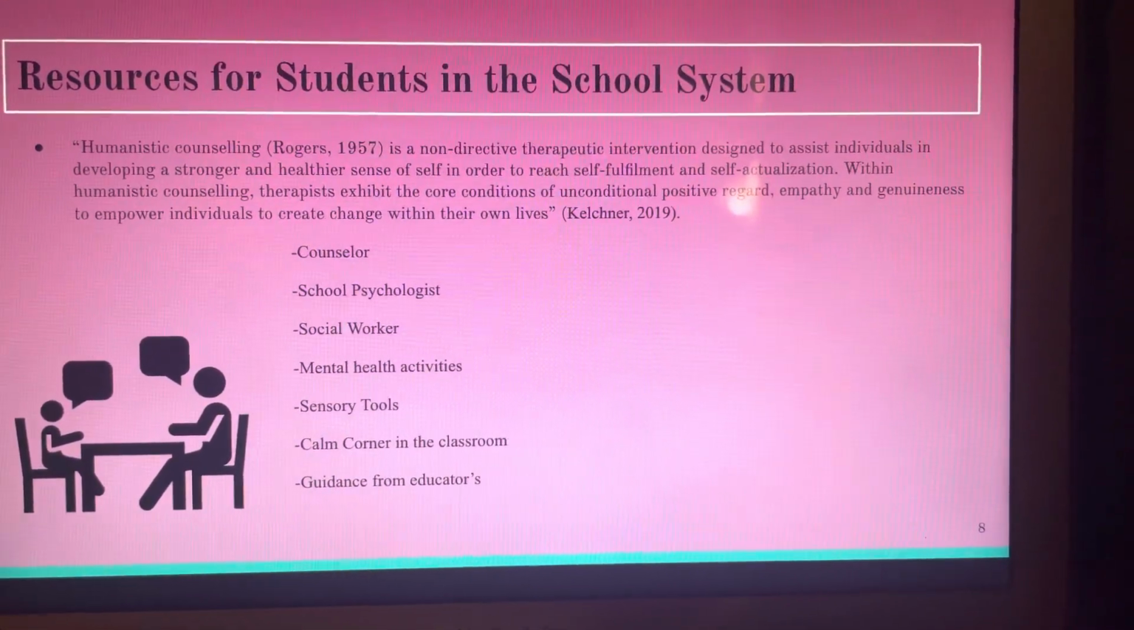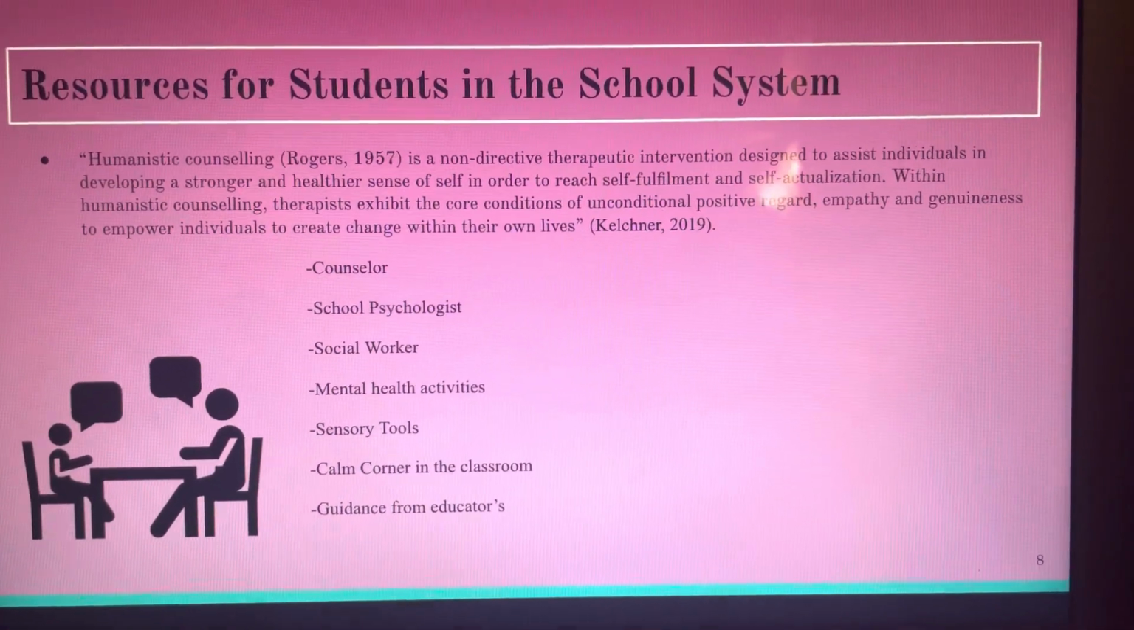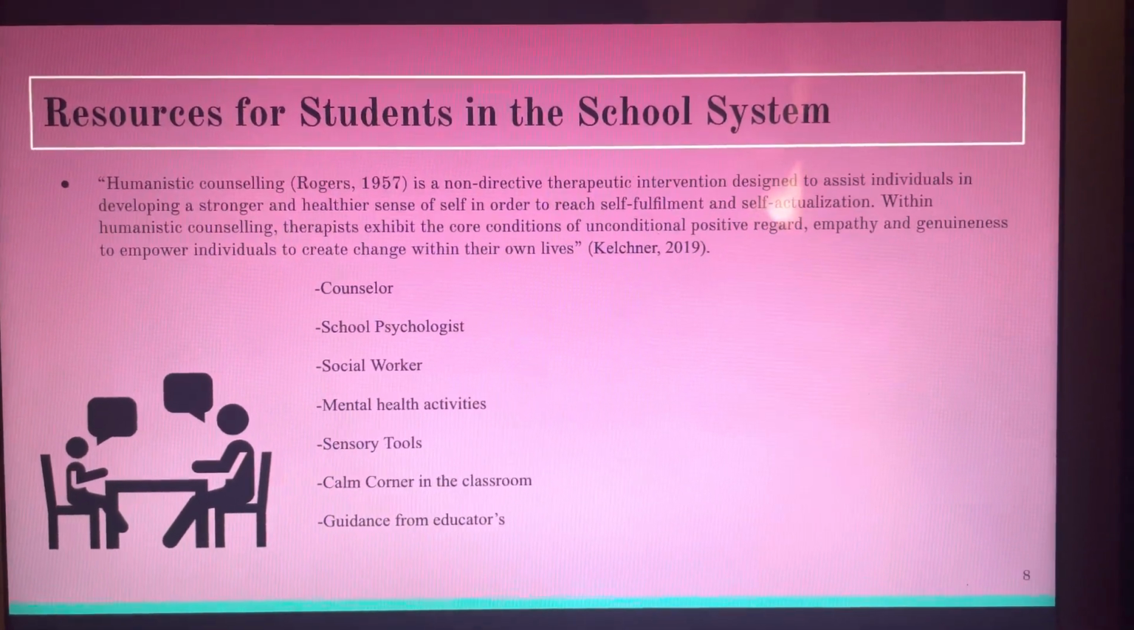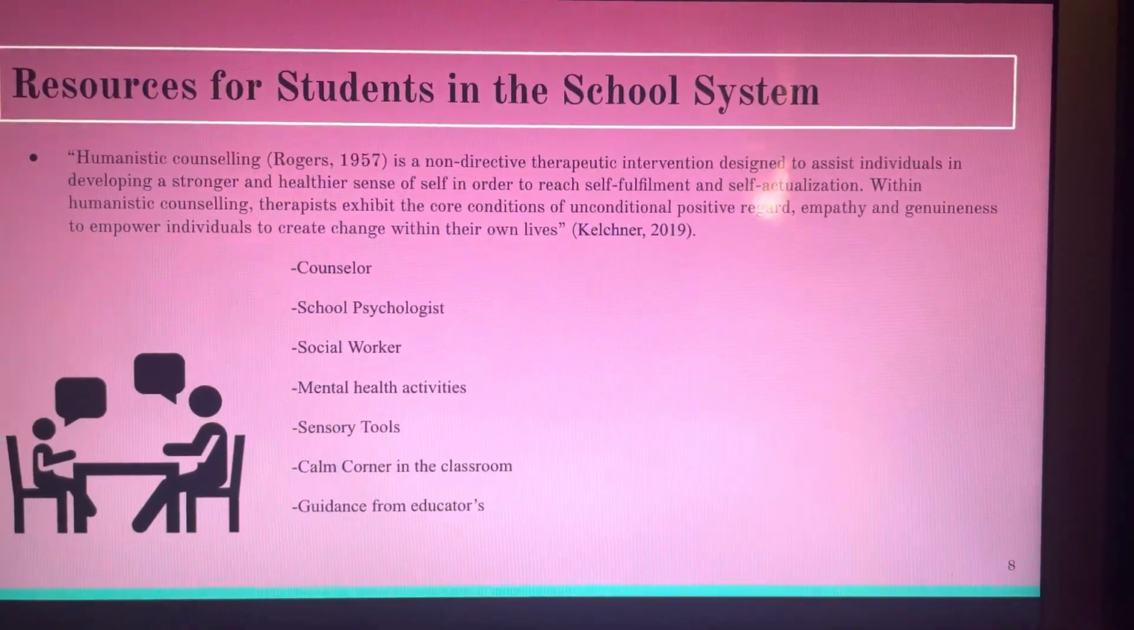Resources for students in the school system include counselors, school psychologists, social workers, mental health activities, sensory tools, a calm corner in the classroom, and guidance from the educator.